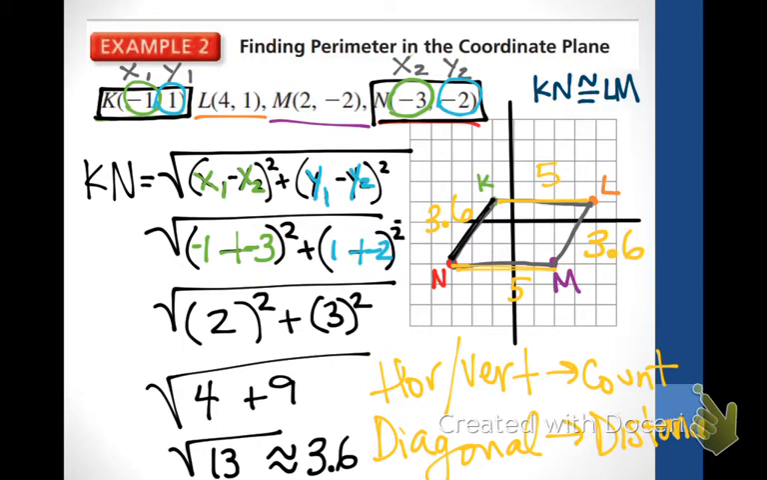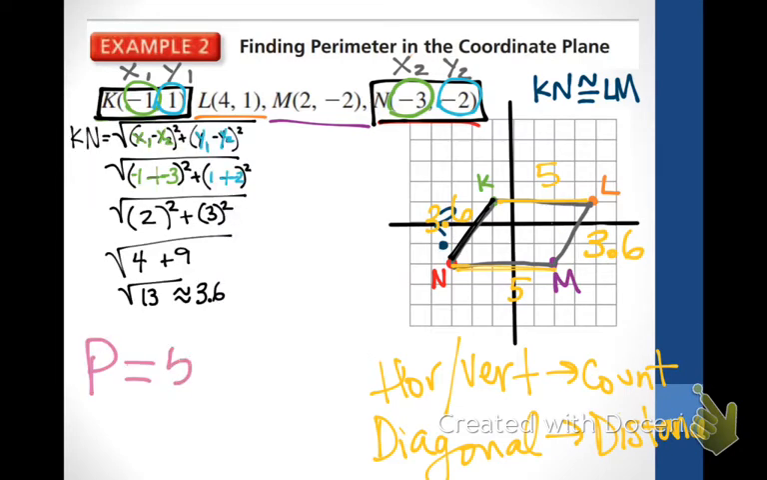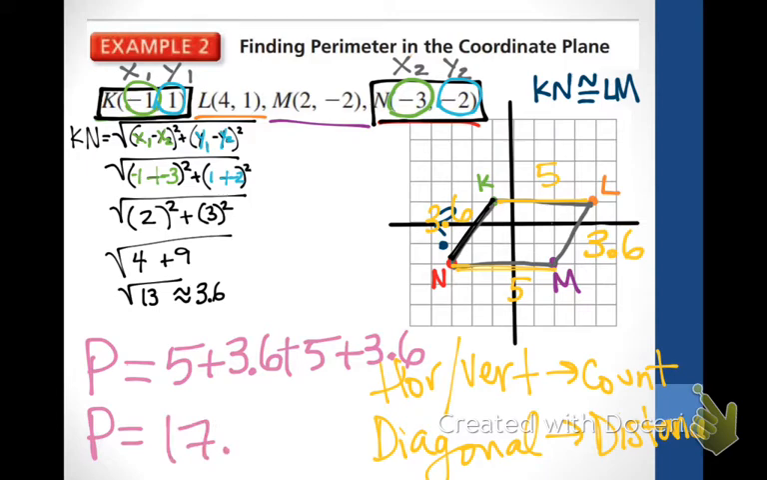Okay, so to find the perimeter, we are going to add all of the sides. So the perimeter will be 5 plus 3.6 plus 5 plus 3.6. So that makes 17.2, and then you would write units. Perimeter is 17.2 units. Okay, so now we're going to talk about area.